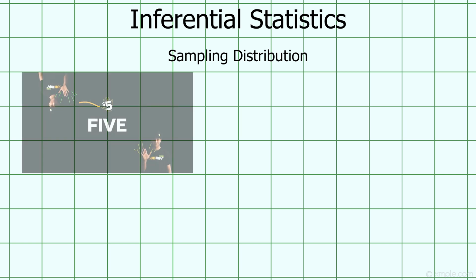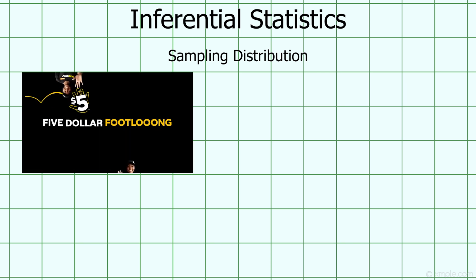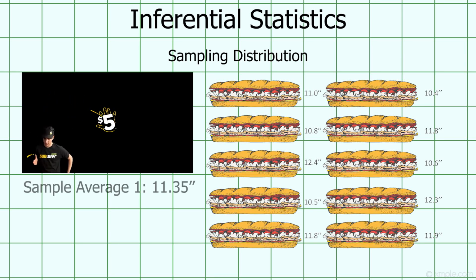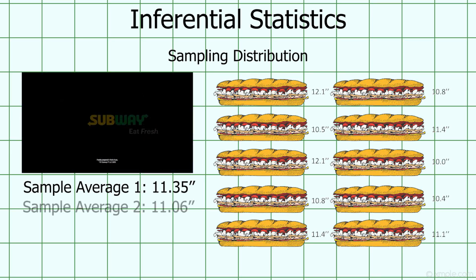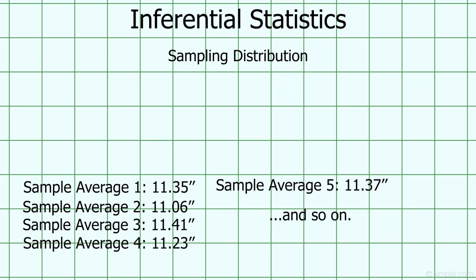Let's say we're wondering if Subway really is selling sandwiches that are 1 foot long as advertised. We buy 10 sandwiches from Subway, measure their length, and note the average. Then we buy another 10 sandwiches and get the average of that sample. If we were to do this over and over again and take a mean each time, the distribution of all the means from all the 10 sandwich samples would be our sampling distribution.